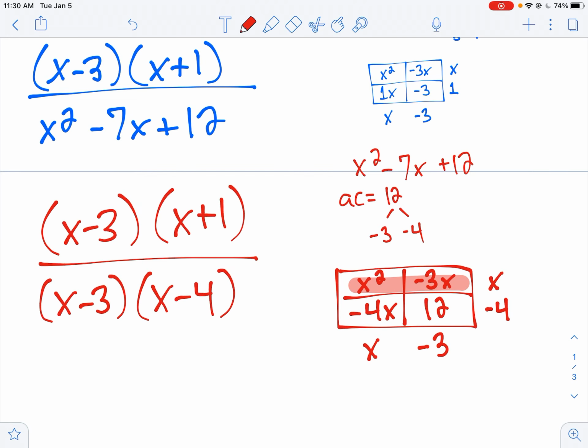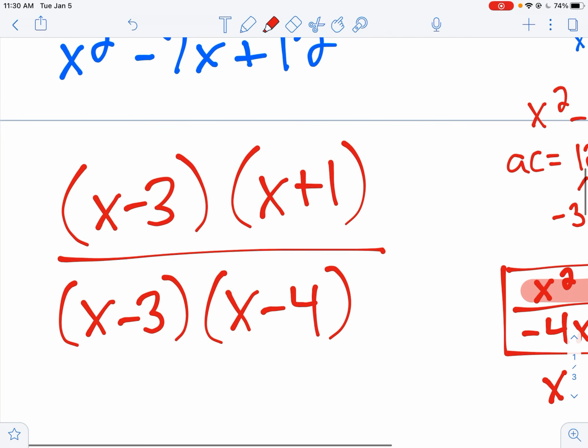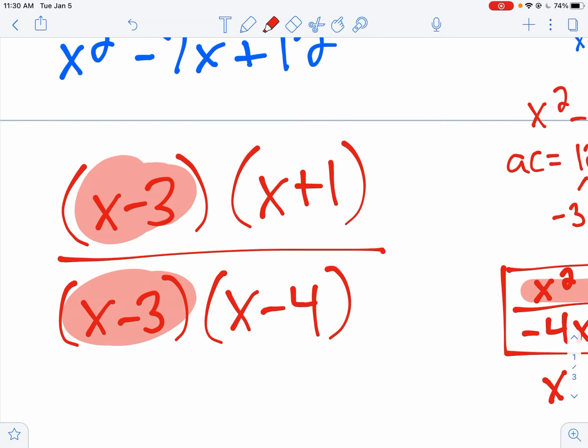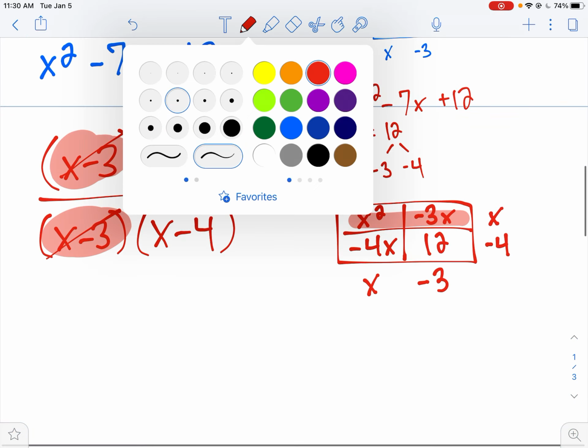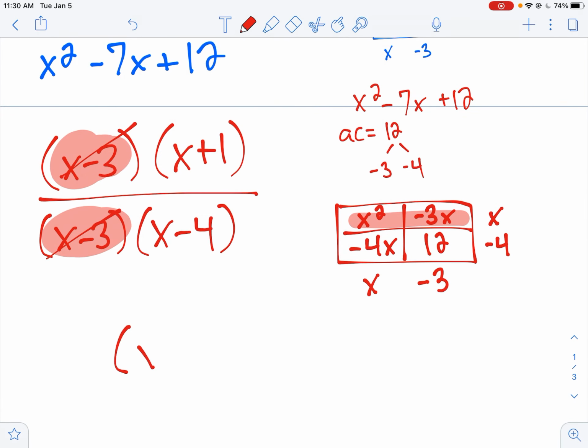And this is our goal. You want to see if they have something in common. They do. Both on the top and on the bottom, I have x minus 3. So guess what? X minus 3 divided by x minus 3 gives me 1, and I don't even necessarily need to write that. They cancel out. So now my final answer would simplify to x plus 1 over x minus 4.